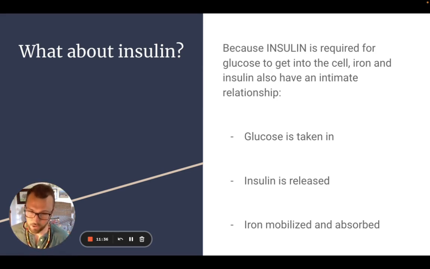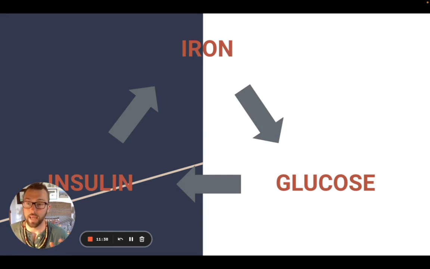Pause the video if you need to. So again, we've got this love triangle going on, right? Glucose, we eat it, leads to the insulin response, right? Insulin's released. That signals iron needing to be taken in to make sure that our glucose is used. Make sense?